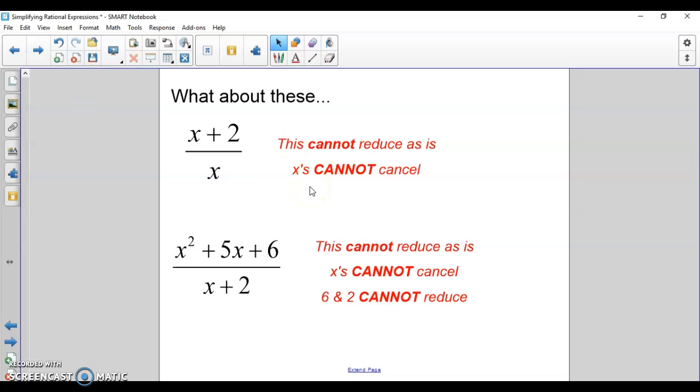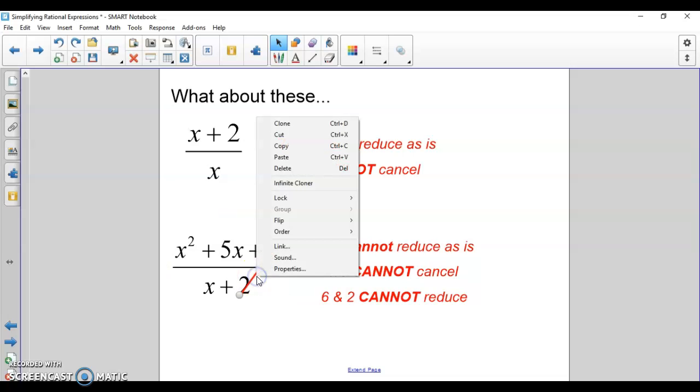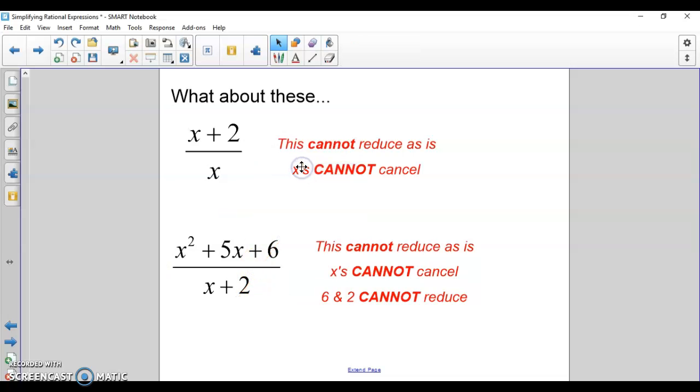Now, 2 things here that I want to tell you that cannot happen. If I have plus signs, plus or minus, it doesn't matter. This is where the factoring gets a little tricky. What I cannot do is cancel out those x's and be left with 2. It's not the same thing. Same deal here. These x's can't cancel, as well as those x's can't cancel. I also cannot reduce the 6 and the 2. What happens moving forward is we have to factor.